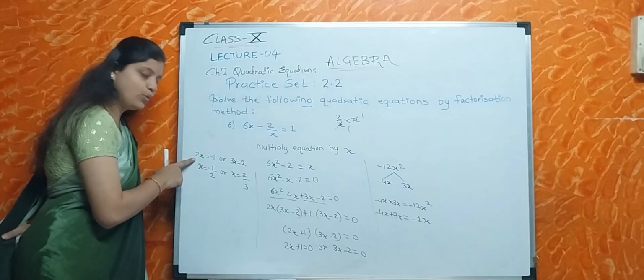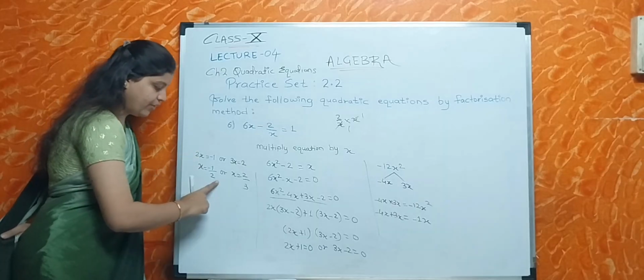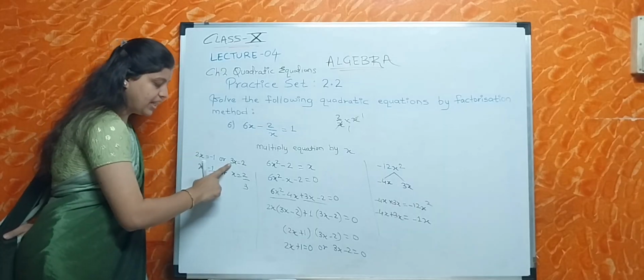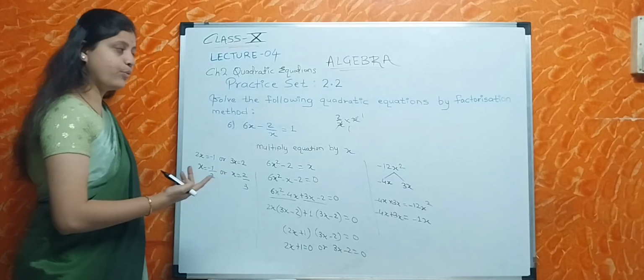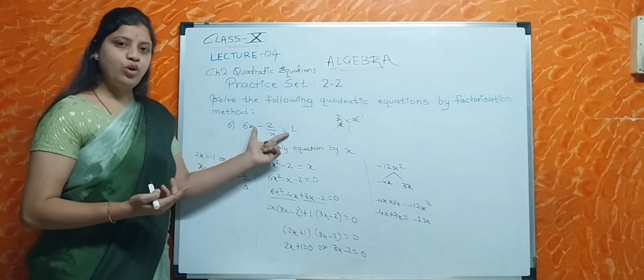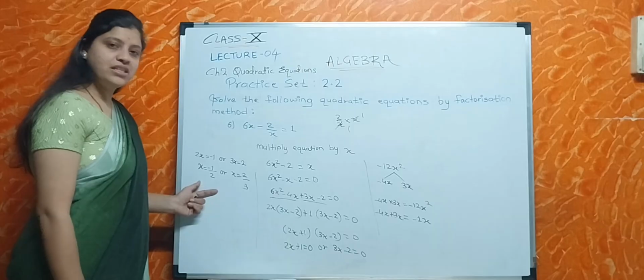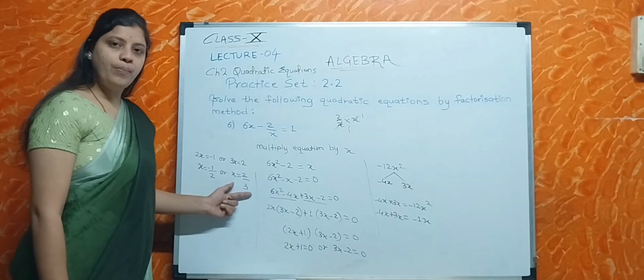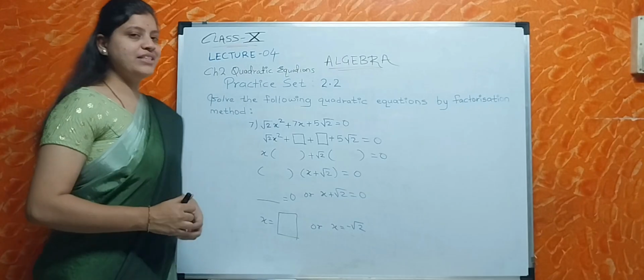Why? Because here 2 is in multiplication form, so it goes to the divide form. Similarly for 3x. The roots of this equation, that is 6x minus 2 upon x is equal to 1, are minus 1 upon 2 and 2 upon 3. Understood? Okay, next question number 7.